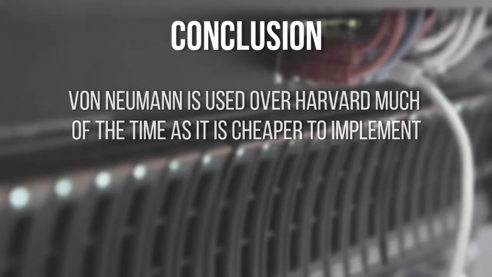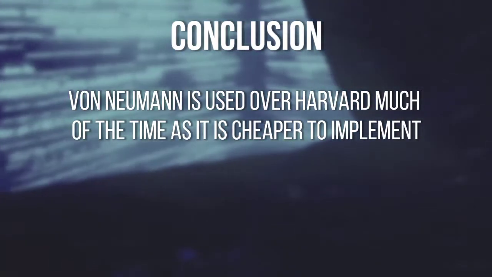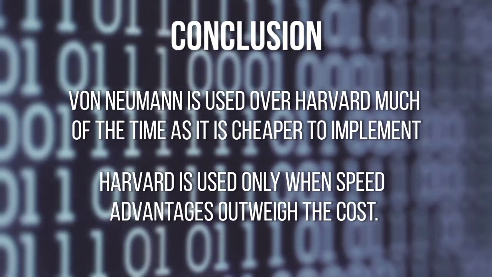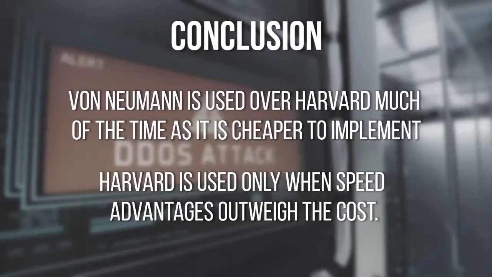These are the advantages and disadvantages of von Neumann and Harvard architecture. In conclusion, von Neumann is used over Harvard much of the time as it is cheaper to implement. Harvard is used only when speed advantages outweigh the cost.